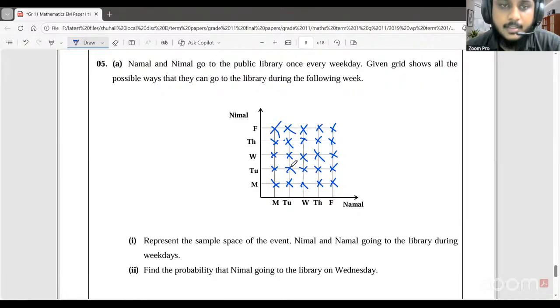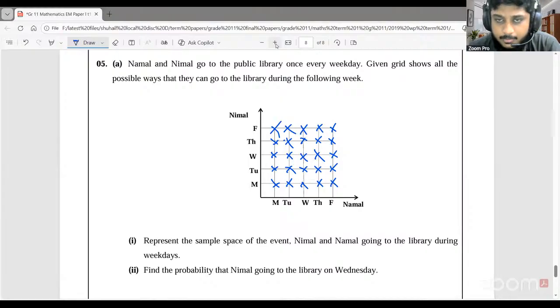You mark like this. After that, for marking like this itself, you get 2 marks. Now, if you get a grid diagram, don't think twice, just mark it. Okay. After that, they have asked, find the probability that Nimal going to the library on Wednesday.